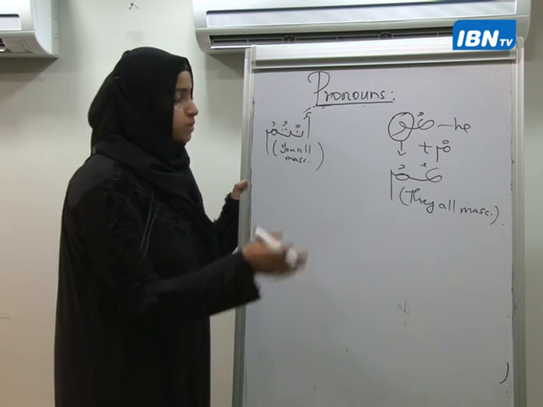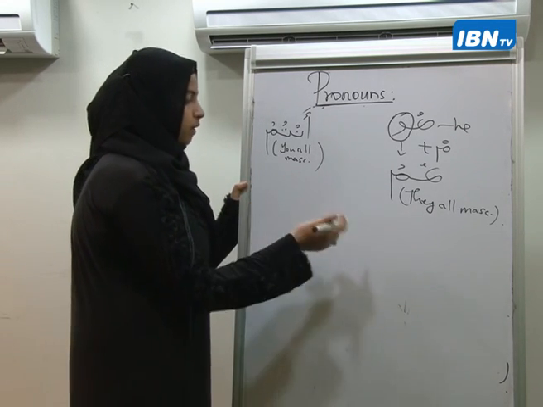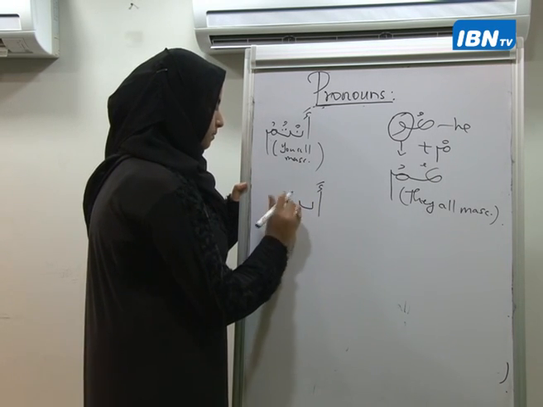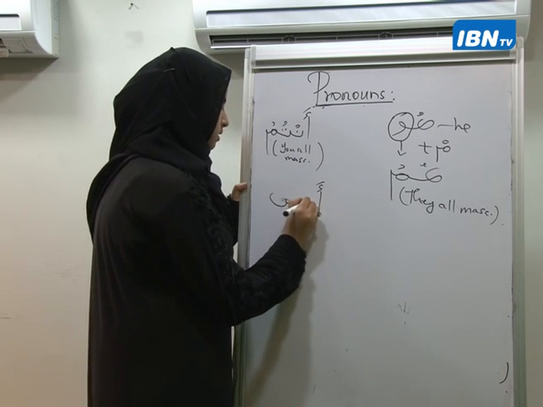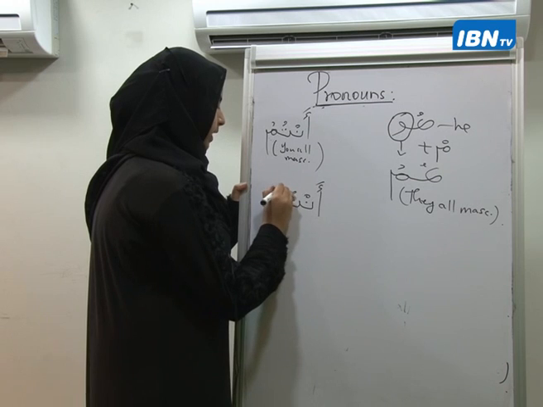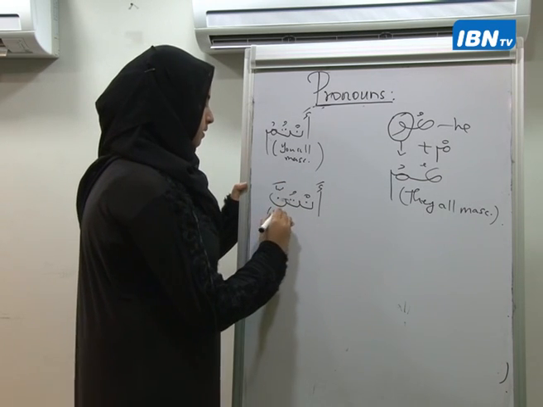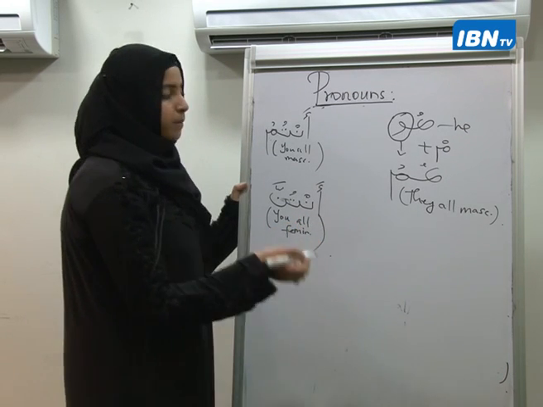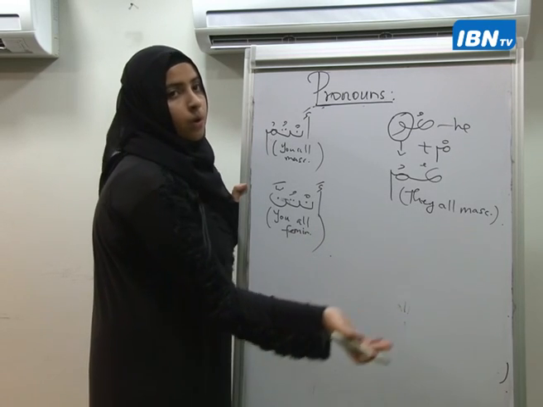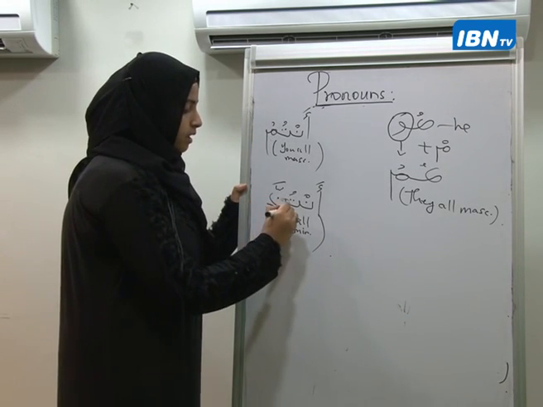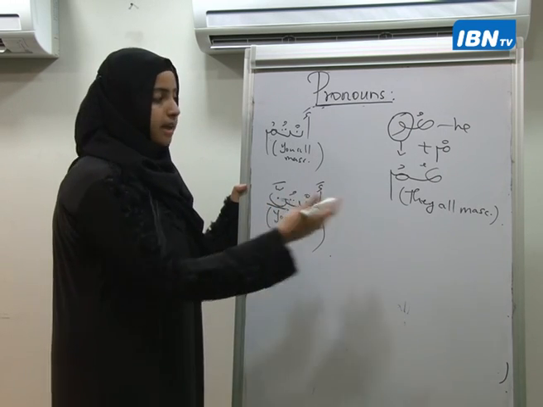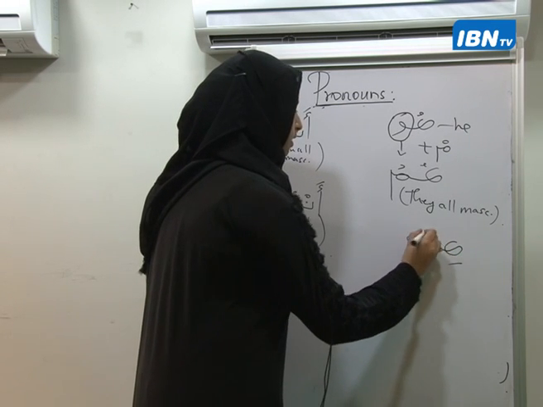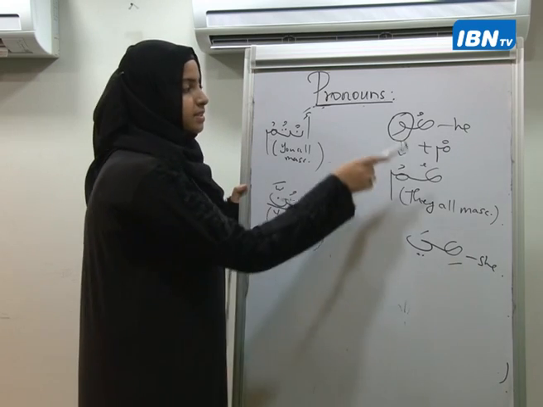Okay? And what if I want to do the same for the female? I want to say they all female. So again, I'll go back to you all female, the second person, which we said was antunna, which means you all feminine. So I'm going to change this into third person, they all feminine. So what am I going to do? I have this noon shadda with a fatha. I'm going to add the same thing here. So I have hiya. Hiya means she.